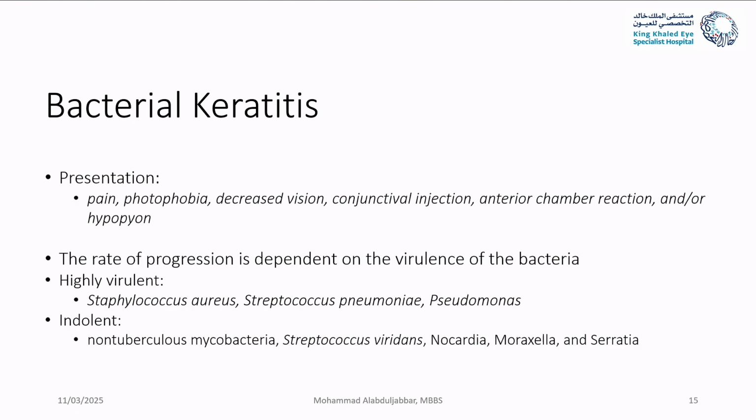In regard to the presentation, usually they present in the ER with pain, photophobia, decreased vision, conjunctival injection, AC reaction, or hypopyon. The rate of progression of the infection depends on the bacteria itself. How violent is it? Highly violent organisms usually have a fast presentation with acute progression of the symptoms, like Staph aureus, Strep pneumoniae, and Pseudomonas. Indolent or slow progressing ones usually take sometimes weeks to progress, like non-tuberculous mycobacteria, Streptococcus viridans, Nocardia, Moraxella, or Serratia.